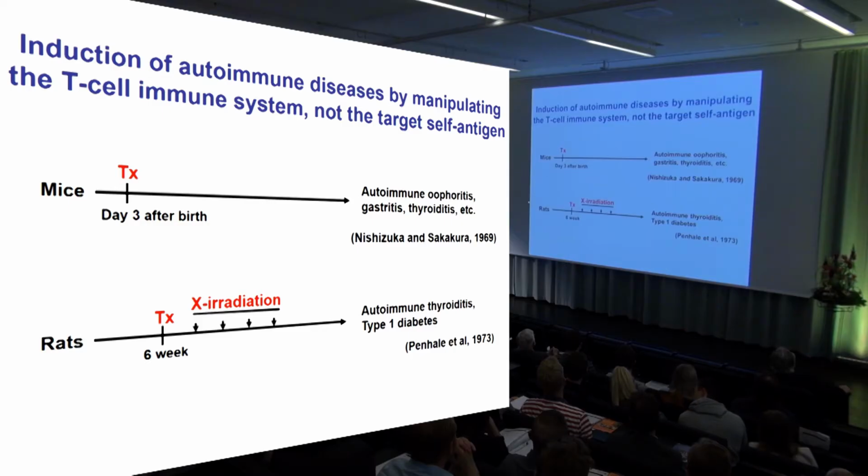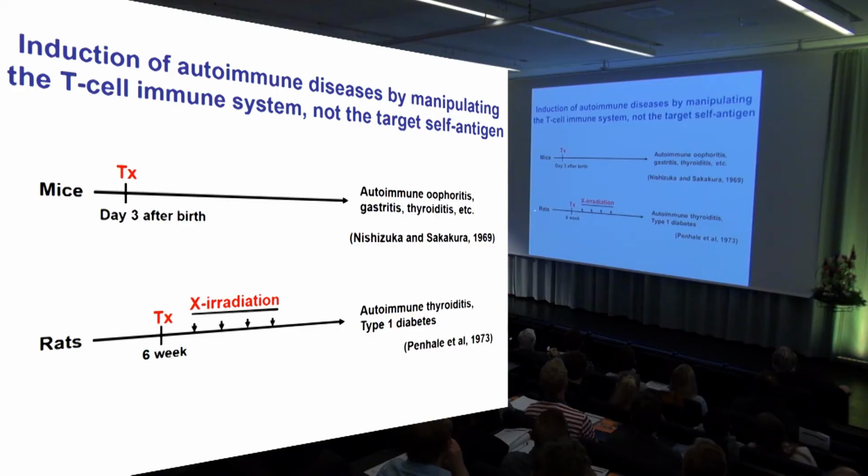From that point of view, there are historically two interesting experiments conducted many years ago. One is neonatal thymectomy: in normal mice, you remove the thymus, which produces T cells, around day 3 after birth, and two months later you see autoimmune diseases, autoimmune overreaction, such as in the ovaries, gastritis in the stomach, or thyroiditis in the thyroid gland. This was found by two Japanese pathologists, Nishizuka and Sakakura, in 1969.